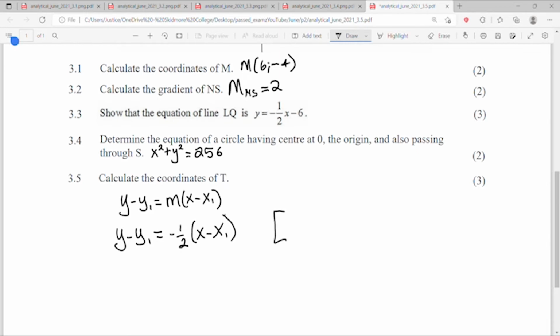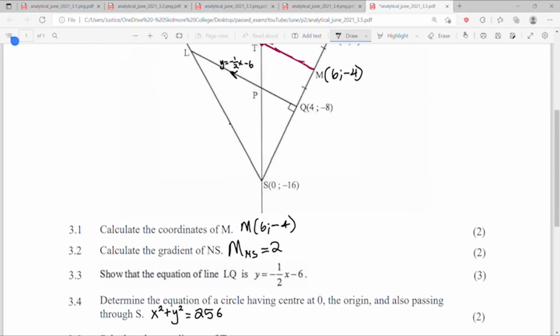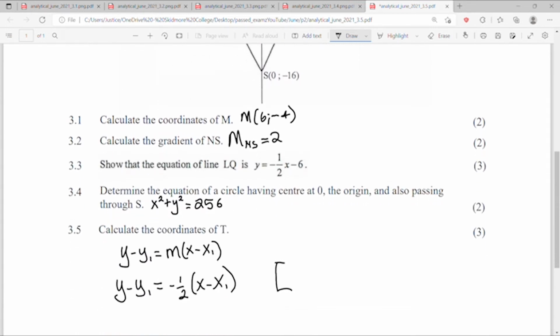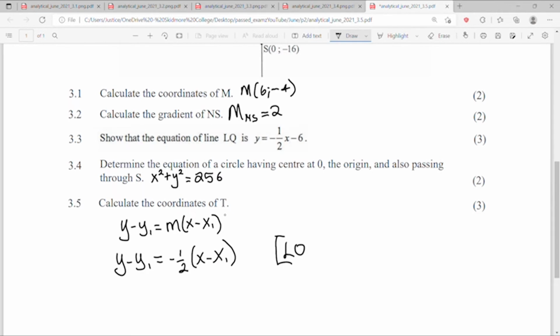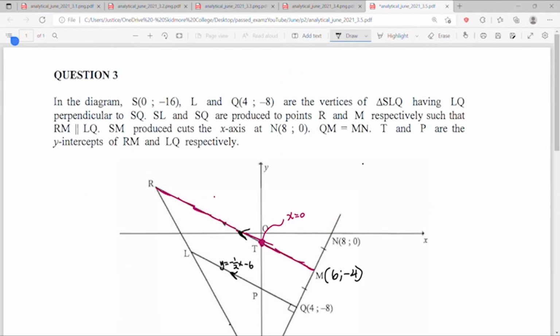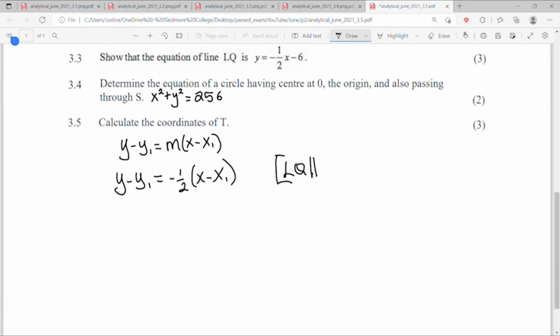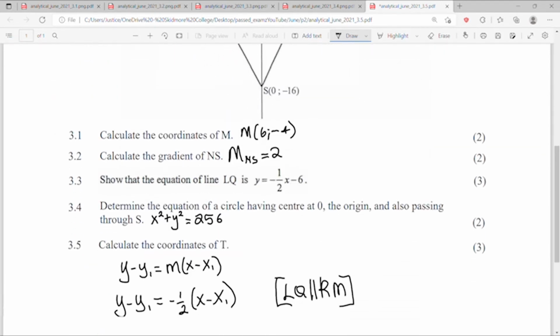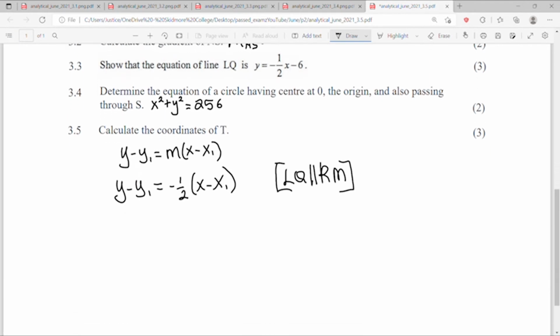And you can write a reason for them here so that they know that you know what you're talking about. You can say, you told me that LQ is parallel to RM, right? They said it right here. Again, if you missed the first video in this playlist, make sure you check it out. So now we can move on.